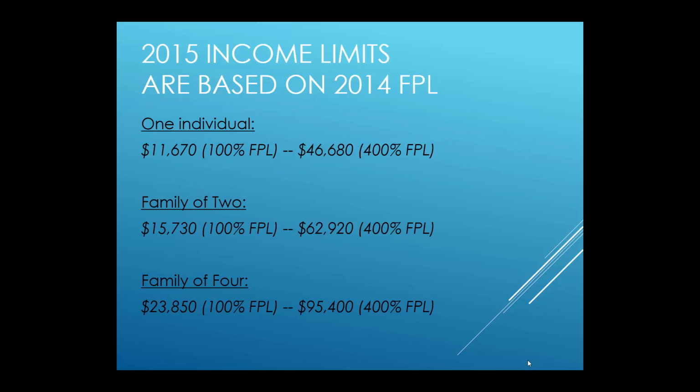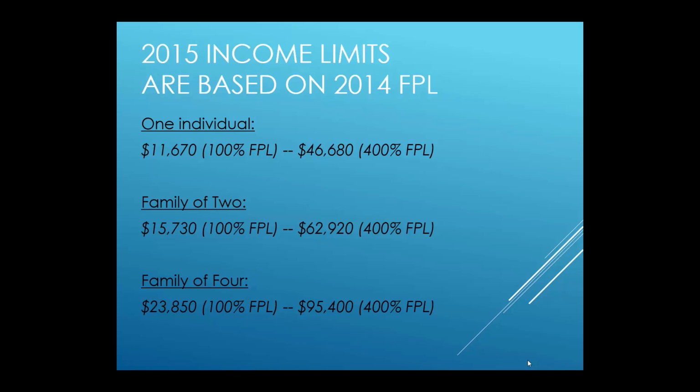Now let's talk about the federal poverty line. We're not going to spend too much time on this because it's pretty basic. For one individual, that number is $11,670. So to be eligible for the credit based on income limits, you've got to be between $11,670 and $46,680. That's 400% of the federal poverty line for one individual.